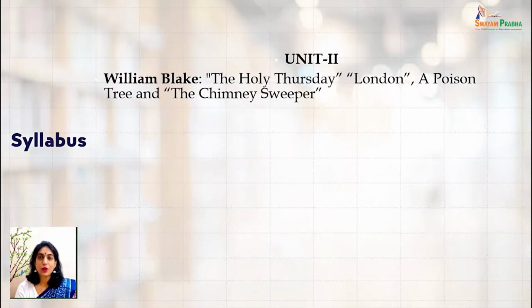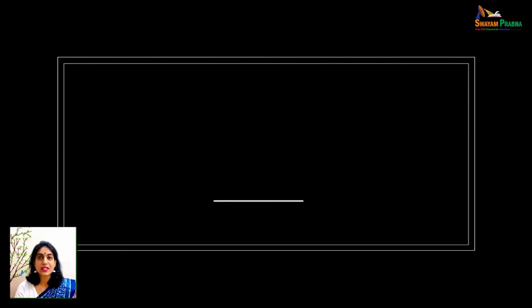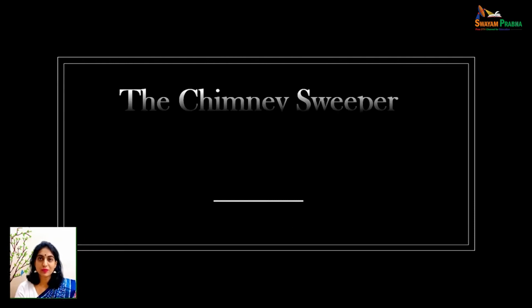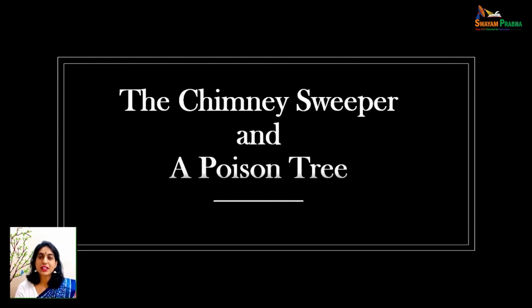The title of the first poem is The Chimney Sweeper, which portrays the condition of the child laborers in 18th century England. The poem is in two parts, and first we shall discuss both the parts of the chimney sweeper, and then we'll move on to the second poem, A Poison Tree.